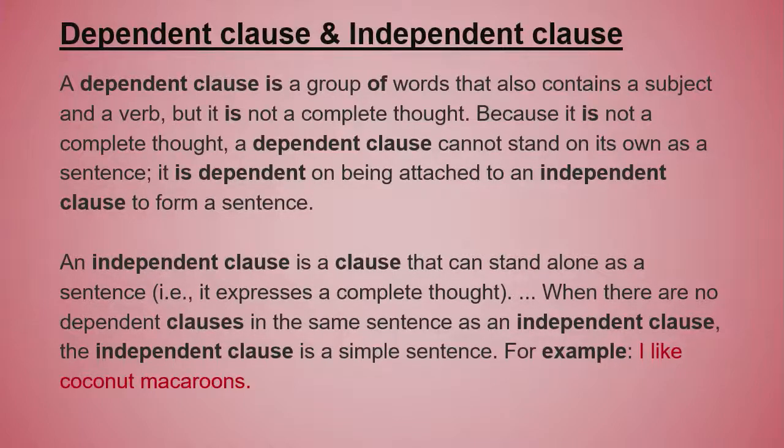So an independent clause is a clause that can stand alone as a sentence. For example, it expresses a complete thought. By giving an independent clause, you would know exactly what's going on. You don't need more information to get clearer understanding. When there are no dependent clauses in the same sentence, the independent clause is a simple sentence. For example, I like coconut macaroons.